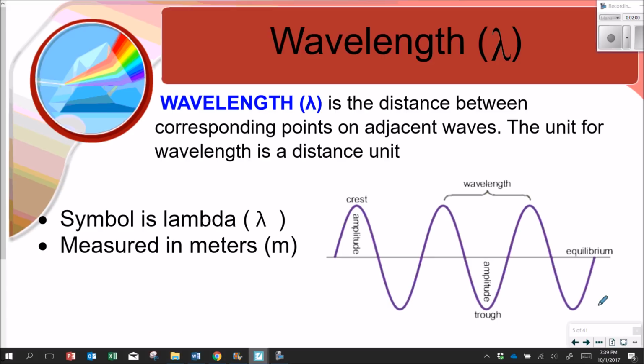Wavelength is the distance between corresponding points on adjacent waves. The unit for wavelength is a distance unit. The symbol is lambda, and it is measured in meters. So the wavelength could go from a crest to another crest. The crest is the highest point in the wave, or it could go from a trough to another trough.